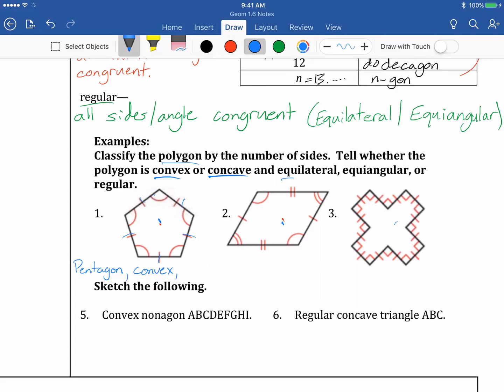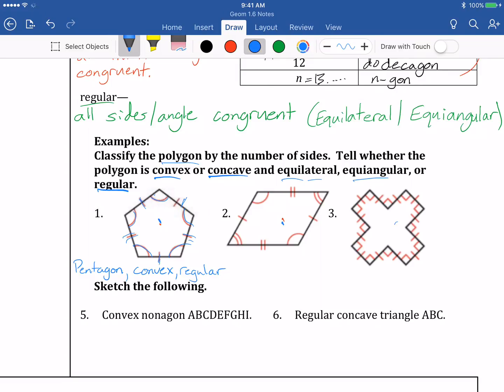And then, is it equilateral, equiangular, or regular? Okay, so now we have to ask myself, does it have all sides congruent if it's equilateral? 1, 2, 3, 4, 5. Those dashes mean that they're all congruent, so it's equilateral. Now you have to ask yourself, is it equiangular? So are all the interior angles the same? So all these little moon shapes here, these half crescents, tell me that they are all the same. So this is a regular polygon.